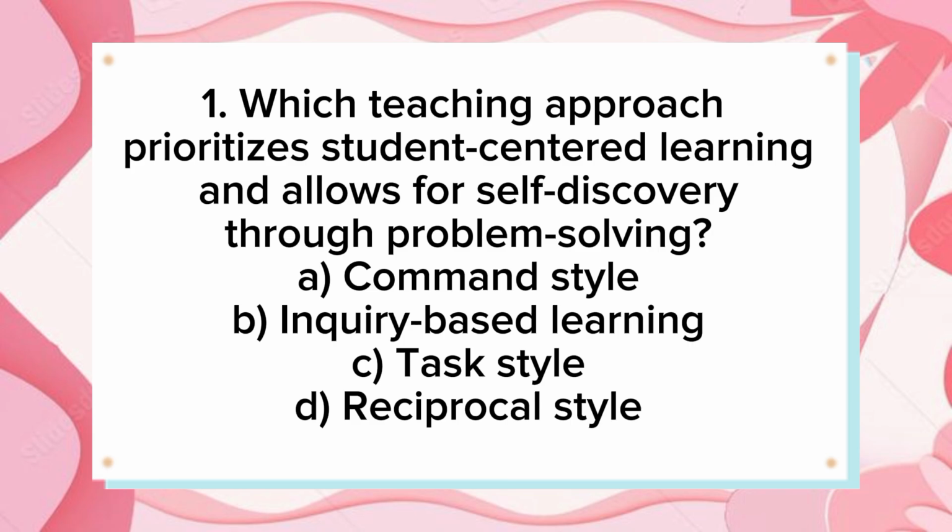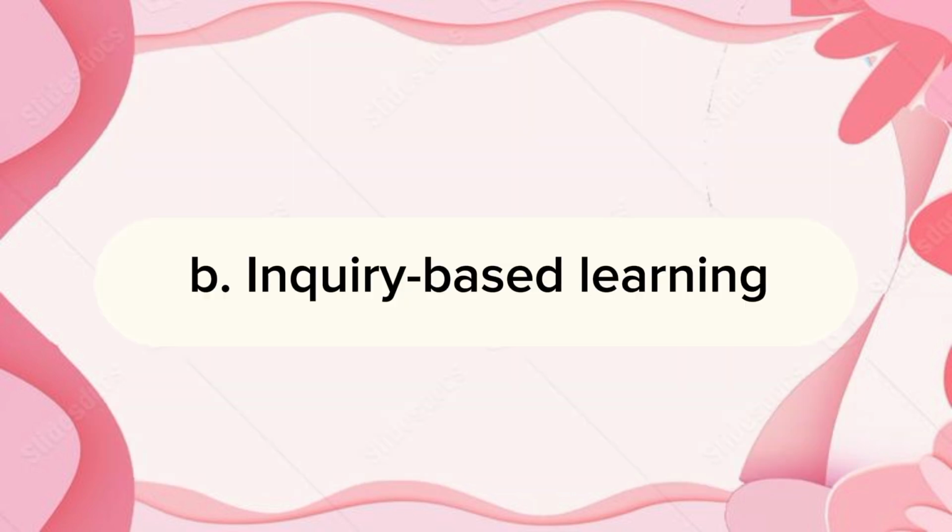cater to different learning styles and keep students engaged. So why others are incorrect? Because for the letter A, specificity, this focuses on clear learning objectives. Letter B is the progression. This refers to building upon previous knowledge. And letter C is the individualization. This involves tailoring instruction to individual needs. That's why the answer is letter D, the diversification.